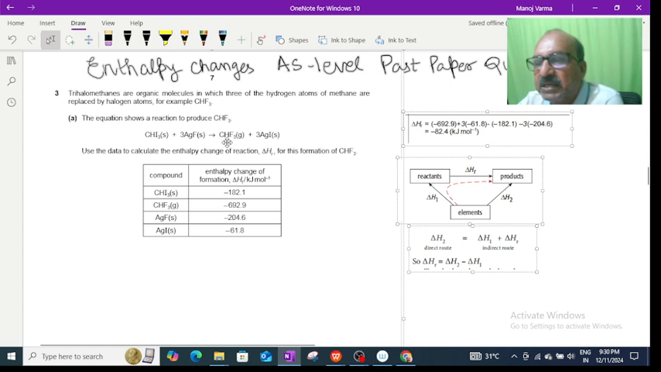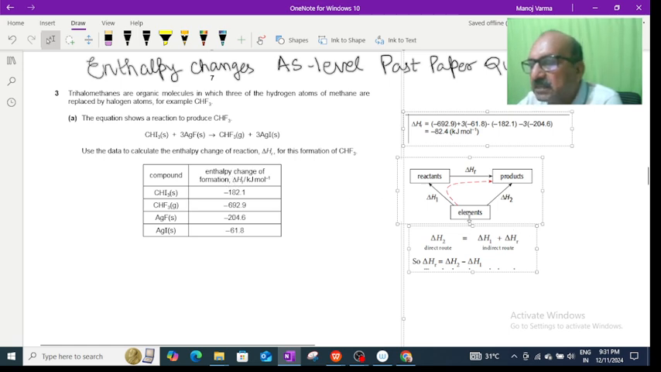The physical states also have been mentioned, even though the physical states don't make a difference as far as the method of solving this question is concerned. Data is also given for the different compounds, CHI3 solid, and various reactants and products mentioned in this question. The enthalpy change of formation for these compounds has been mentioned over here. Now you must know what we actually mean by the enthalpy change of formation.